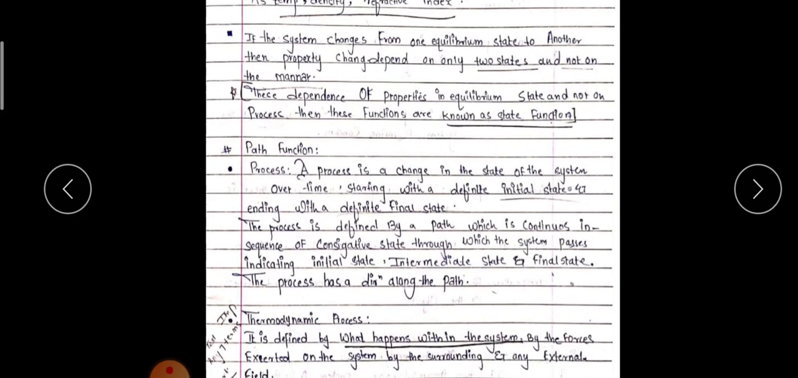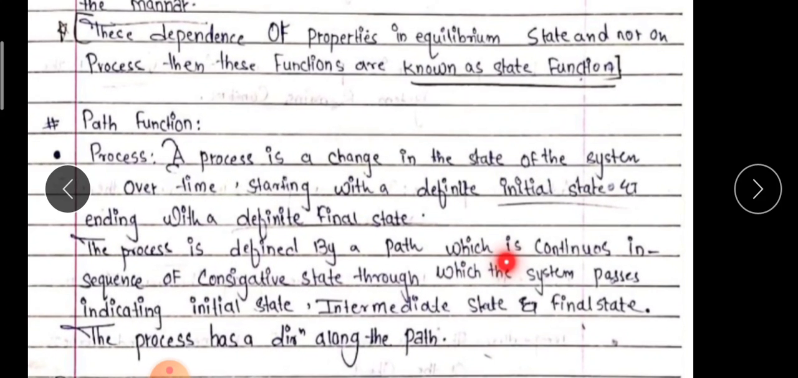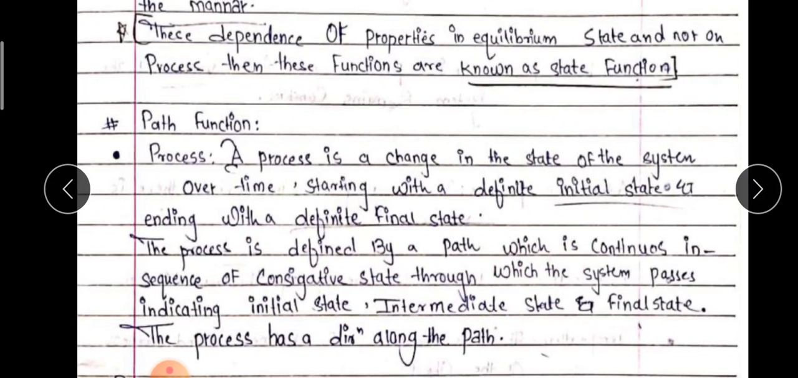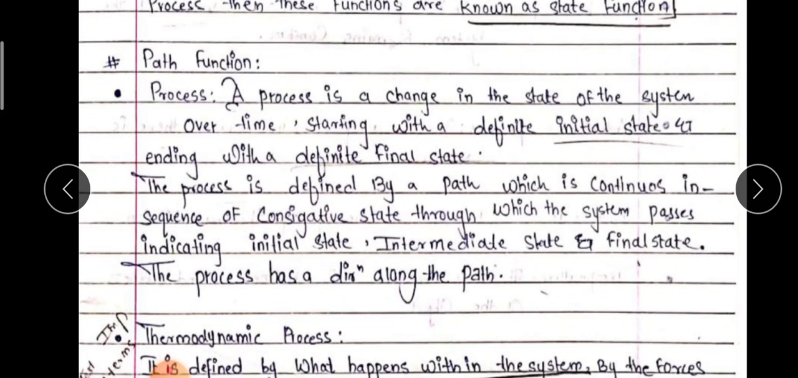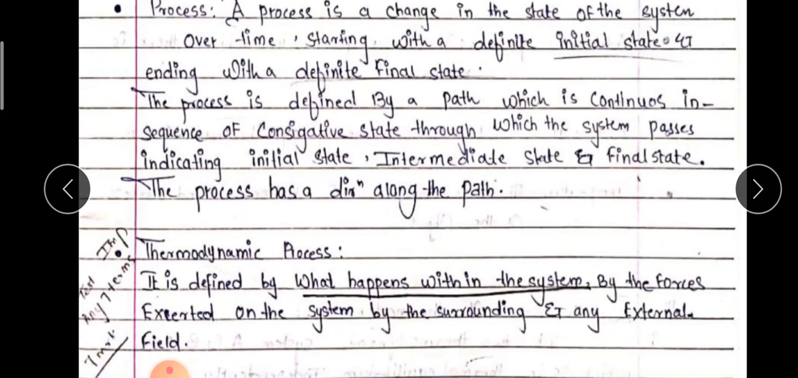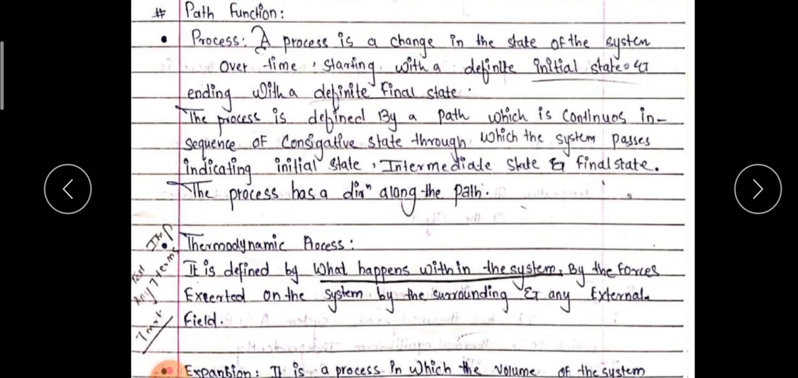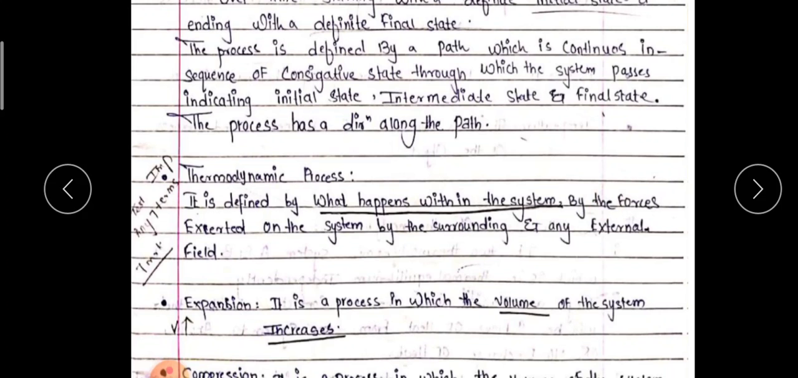Then the path. Here is the definition of the process. Process is nothing but a change in the state of the system over time, starting with a definite initial state and ending with a definite final state. The process is defined by the path, which is the continuous sequence of consecutive states through which the system passes, indicating the initial state. Then the thermodynamic process is defined as what happens within the system by the forces exerted on the system by the surroundings and any external field.